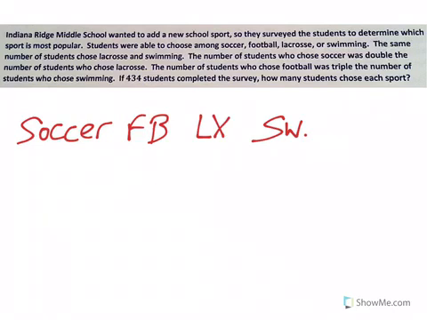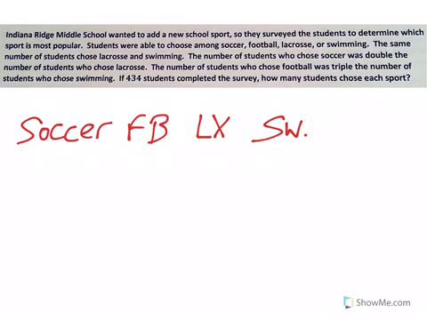The number of students who chose soccer was double the number of students who chose lacrosse. The number of students who chose football was triple the number of the students who chose swimming. If 434 students completed the survey, how many students chose each sport? Boy, that's a lot. Here's what we're going to do first.